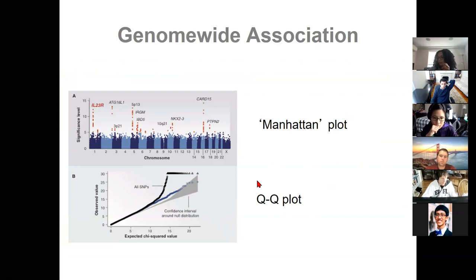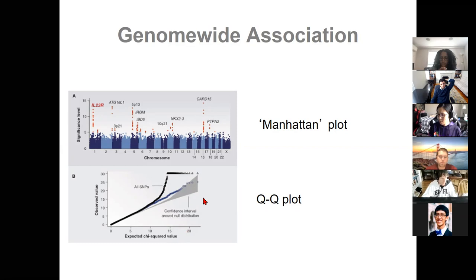And another very helpful plot is looking at whether the expected chi-squared value matches the observed chi-squared value along the distribution. So you can now ask, how are the rest of the SNPs distributed? Yes, those are off scale, but how are the rest of the SNPs distributed? You can use this QQ plot to see whether these are distributed along expectation and whether they deviate early or not. And what is that confidence interval around the null distribution? That tells you that there's a large number of SNPs that are clearly deviating statistically, even though they might not reach genome-wide significance.